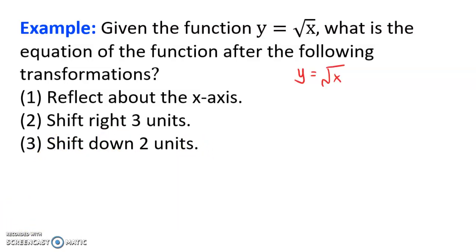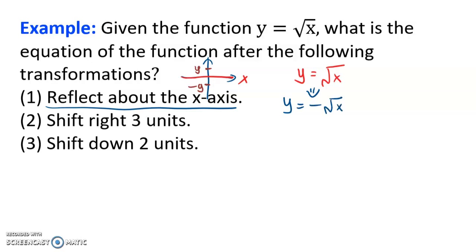Okay, we will start from y equals square root of x. So first, reflect about the x-axis. If you don't remember the rule, the x-axis is over here. Reflecting about the x-axis means your y will become negative y. That means you have to multiply the whole function by negative 1. So after reflecting the graph about the x-axis, your equation will become y equals negative square root of x.